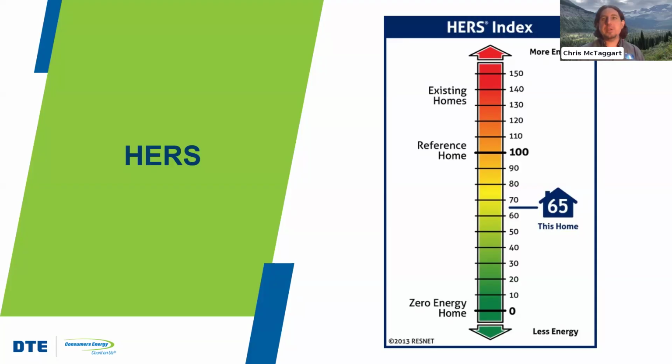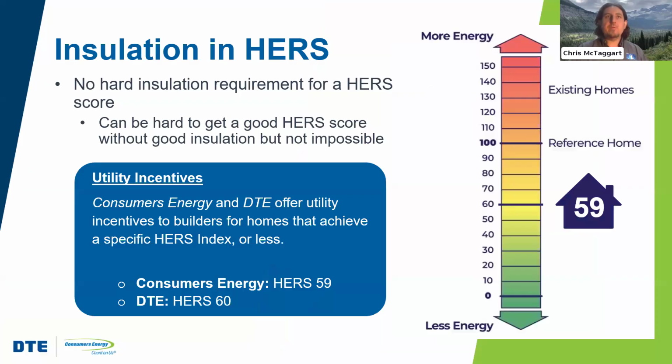And if you were here 2 weeks ago, we talked about HERS ratings. Basically, it's a system that's promoted by RESNET, where it's a scoring methodology for the home, and the lower the number is better, ultimately. For participating in DTE and Consumers Energy's HERS program, you need to score a 59 for Consumers or a 60 for DTE. Now, what's interesting about this is there are no hard insulation requirements to get a HERS score.